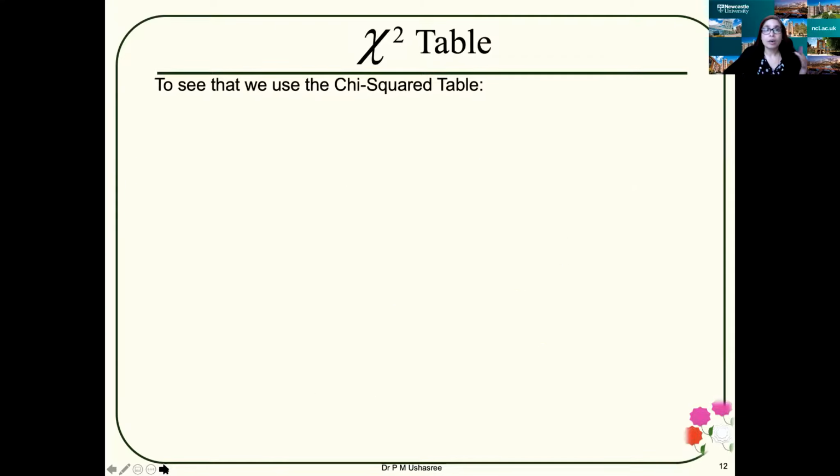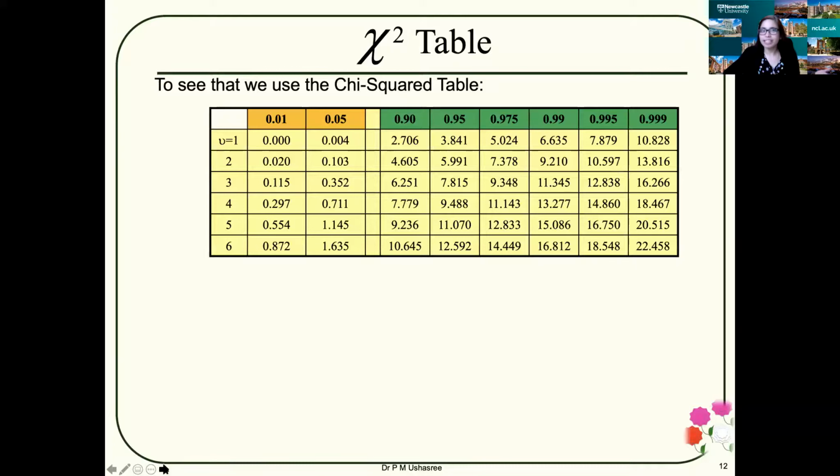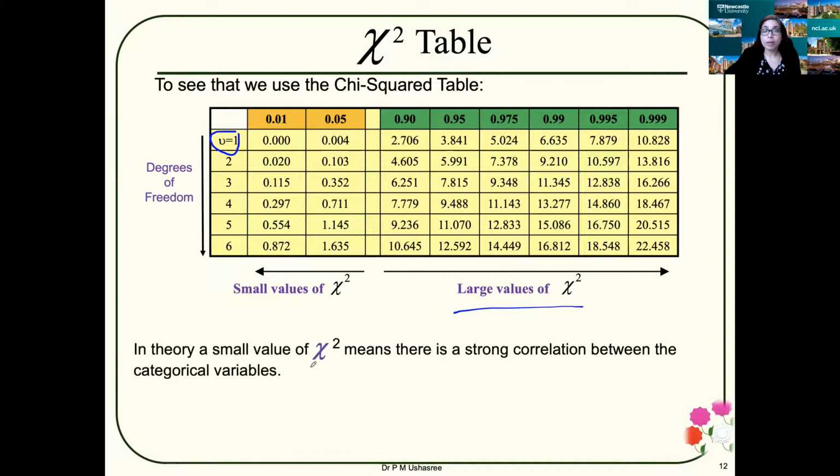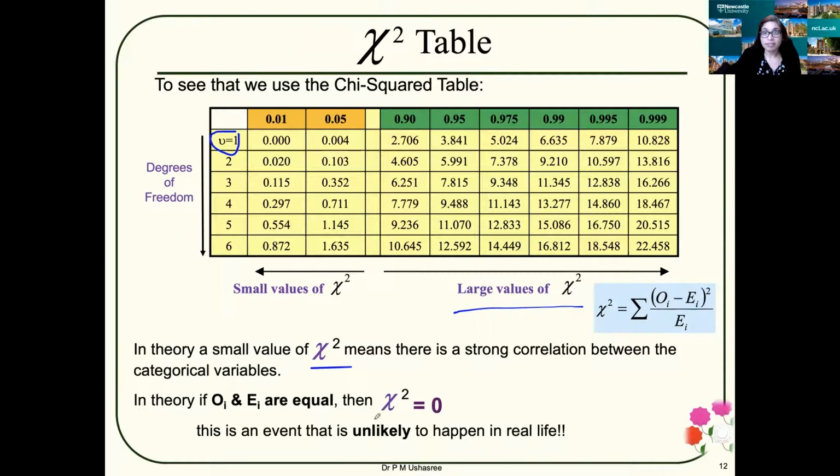To see that, we use the chi-square table. You have a table, just like we had tables before. Again here, what is that? Good, that's the degrees of freedom. These are the smaller values of chi-square, when the observed frequency and the expected frequency are very close to each other. These are large values of chi-square, when the observed and expected frequencies are very far away. A small value of chi-square means a strong fit between observed and expected. I have just mentioned that a chi-square equal to 0 is not possible in real life. This is an unlikely event.